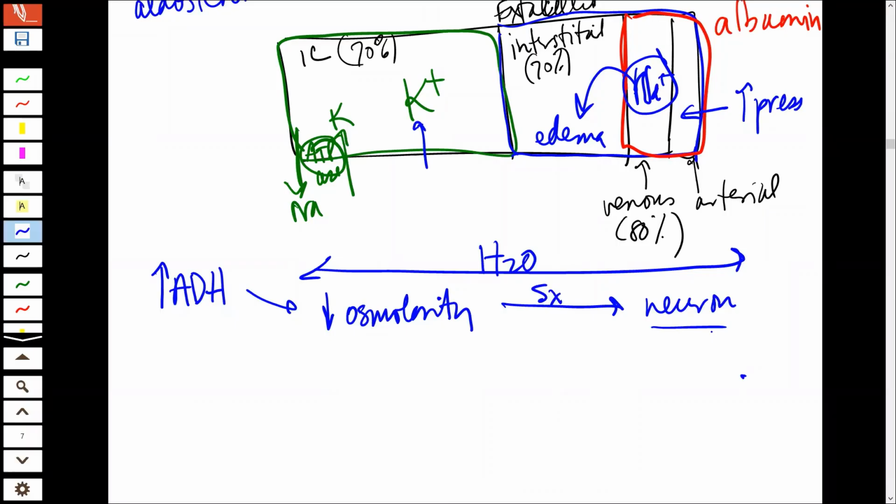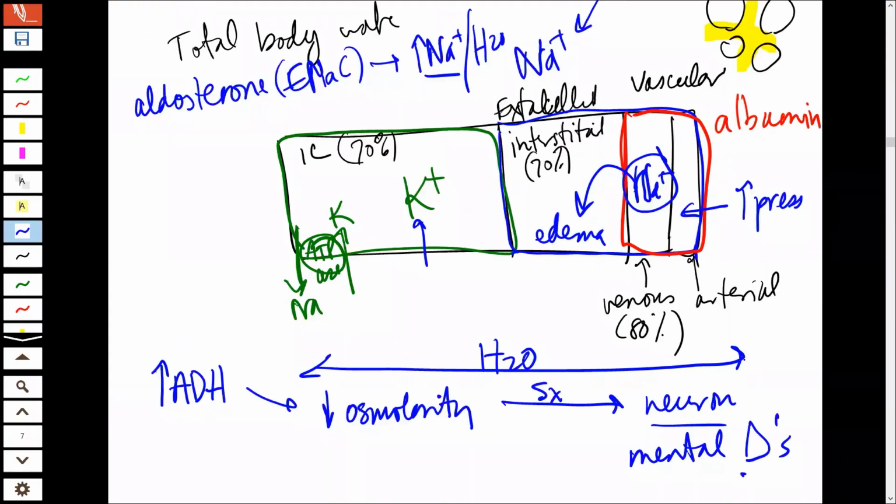So when you say what is the first manifestation of hyponatremia, it's going to be mental changes. But that's if you poured water into me, right? But what happens if you poured salt into me? I'd get edema. I'd still be functioning fine, wouldn't I?